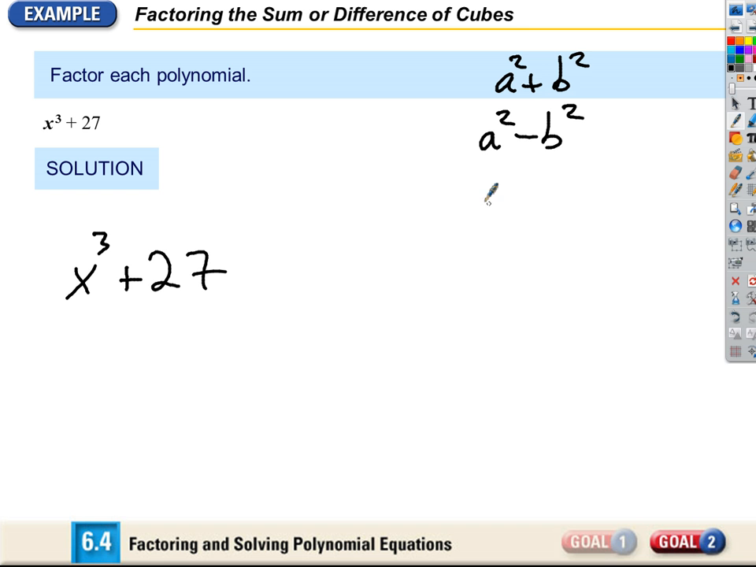a squared minus b squared, a cubed plus b cubed, a cubed minus b cubed. Does that make sense? Why? What's your thinking there? Why is this clearly the winner?